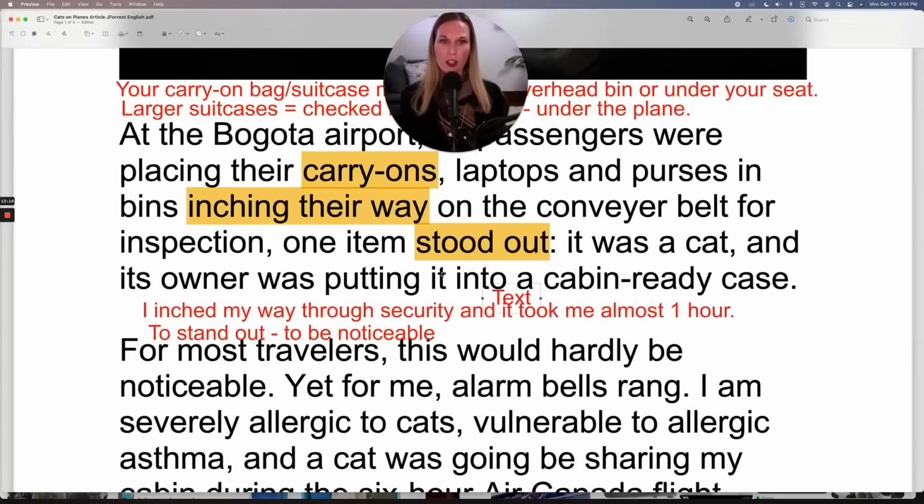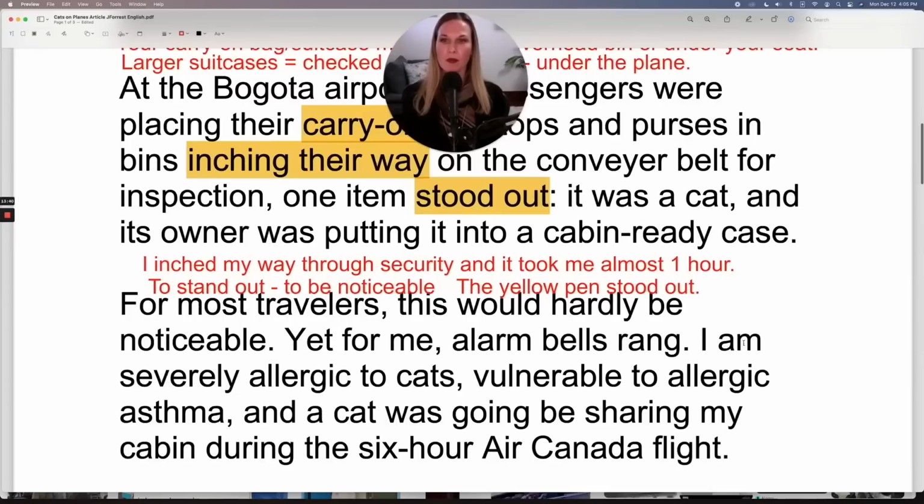Okay, let me just write out that example sentence with the yellow pen for you. The yellow pen stood out. So remember, this is a phrasal verb. You need your verb stand, which you conjugate. In this case, it's conjugated in the past simple. And then you need your preposition out. The yellow pen stood out.